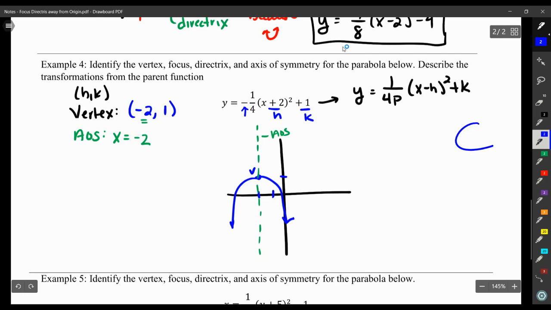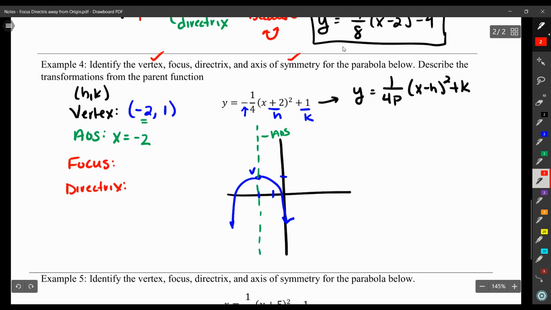If it had been horizontal, that means this would be your axis of symmetry, which changes the equation. Now it's a y equals. So you have to be careful on whether or not it opens up, down, or left, right. The other thing I needed, so I got the vertex, I got the axis of symmetry. The last two that it asked me to find was the focus and the directrix.